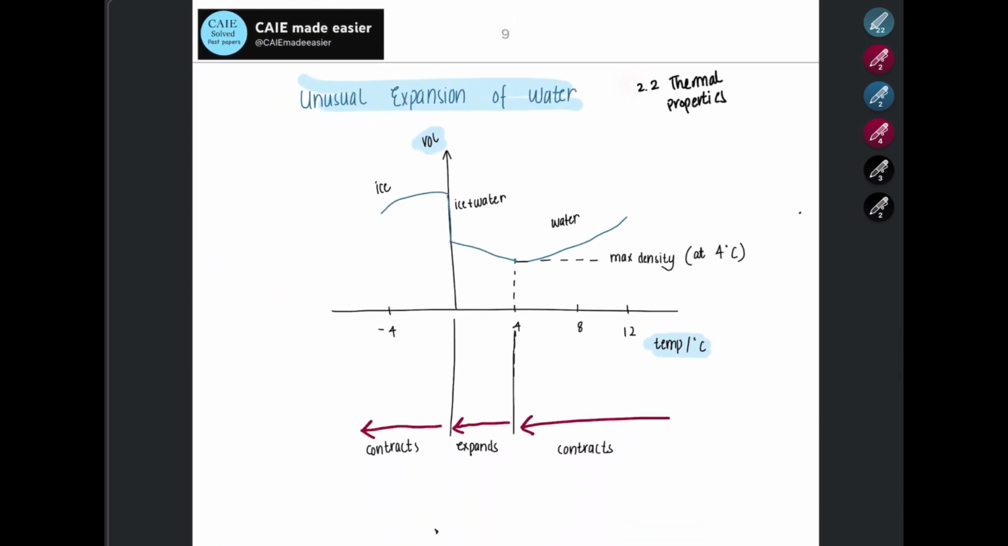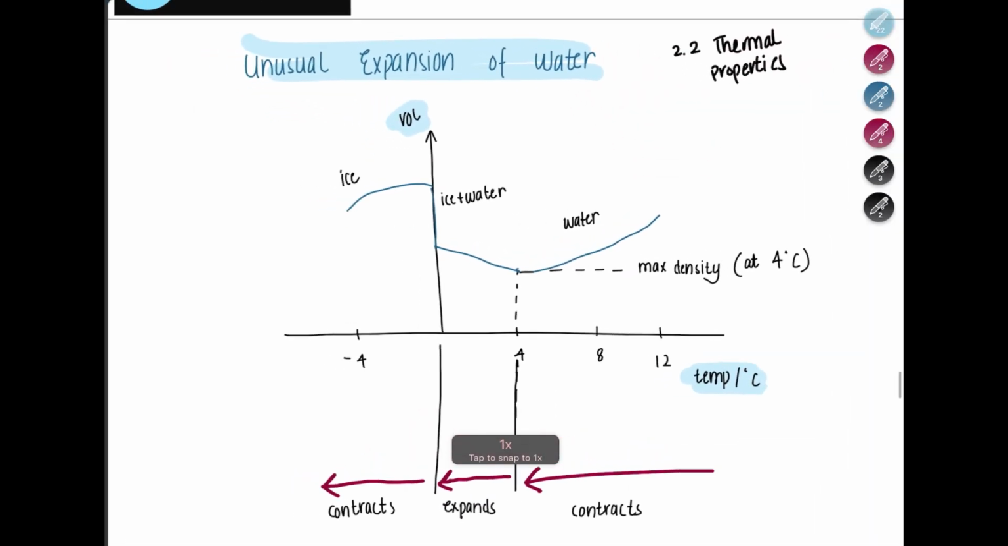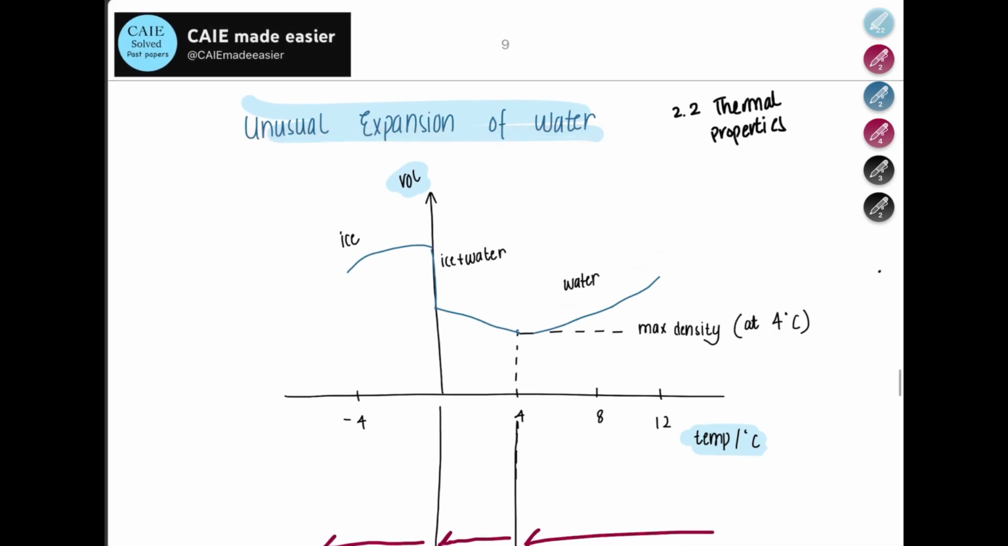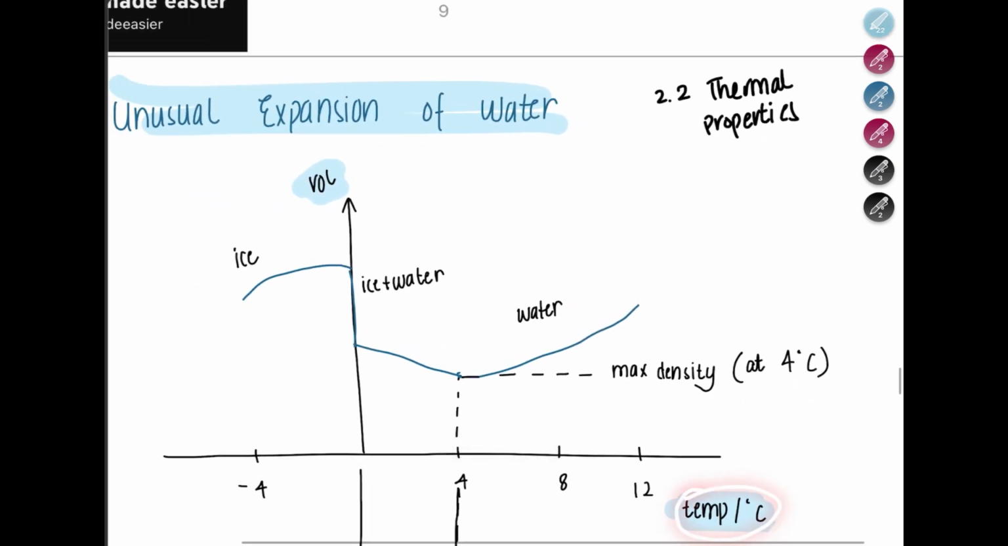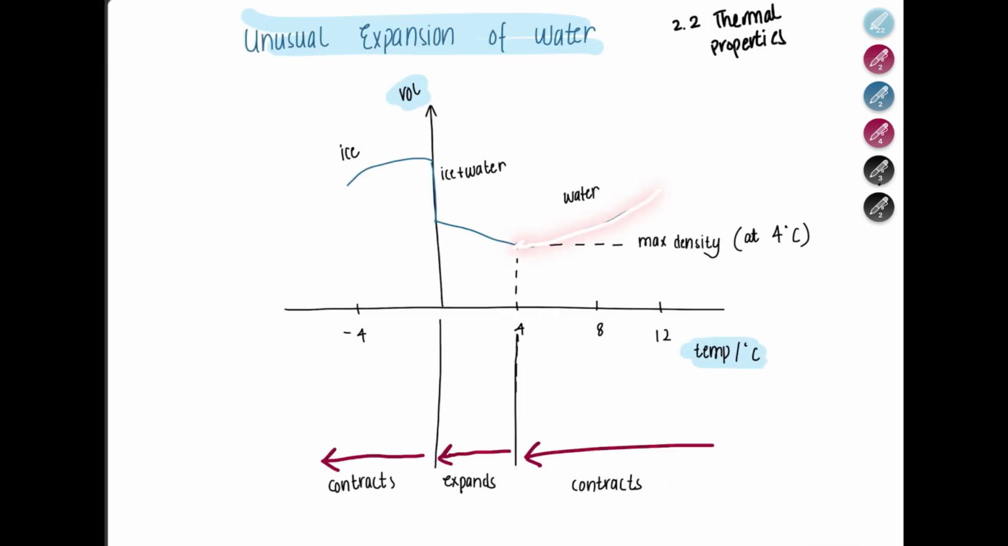I saw this in chapter 2.2, thermal properties, of the book. So this represents the unusual expansion of water. What does this mean? So for example, here on the x-axis, we have our temperature. On the y-axis, we have our volume. As the temperature is reducing, obviously it's contracting, as it should, because the molecules are coming closer to each other, so it's becoming smaller and smaller. But the thing is, after 4 degrees Celsius, it changes. Even though the temperature is reducing, it starts expanding.